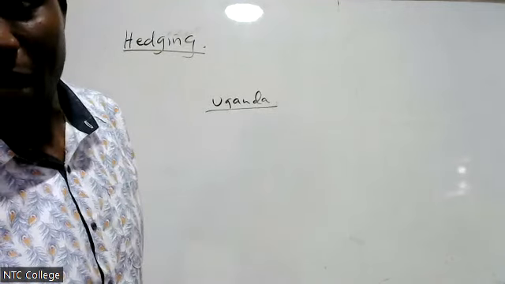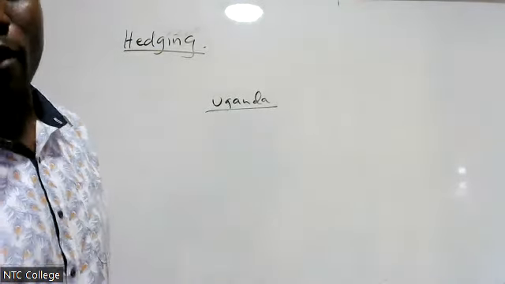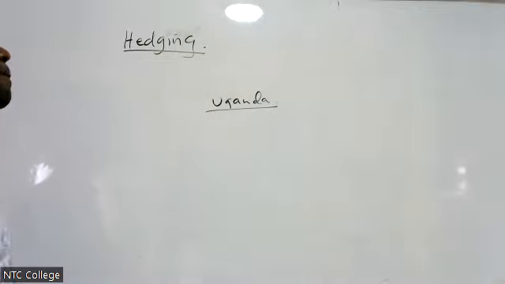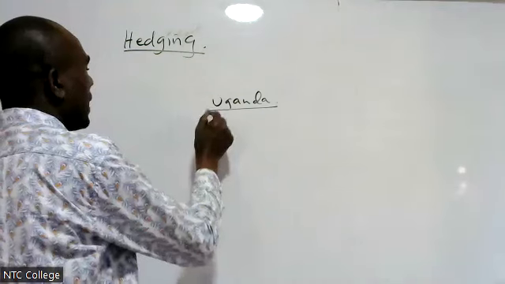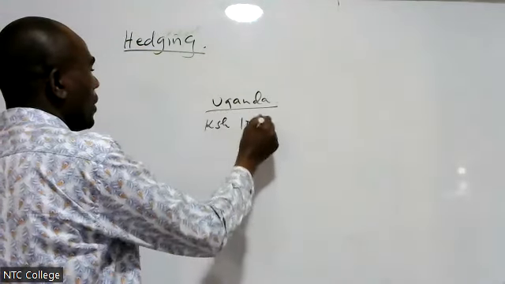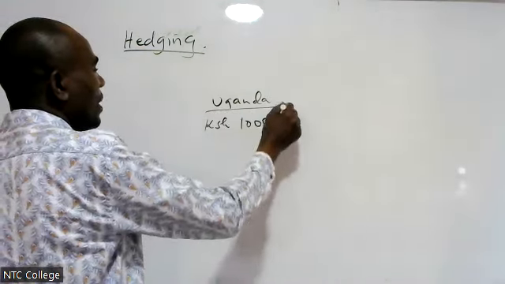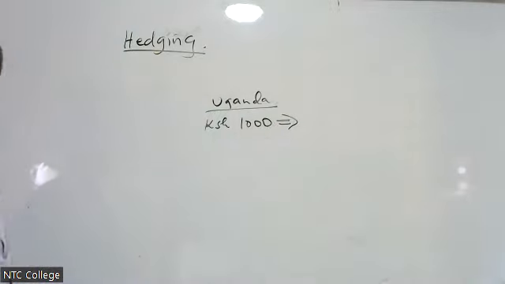Uganda is my good neighbor. Therefore, what do I want? I want to go and invest in Uganda. Therefore, when I go to Uganda, maybe I have Kenya shillings 1 million. This Kenya shillings 1 million, I take it to Uganda.